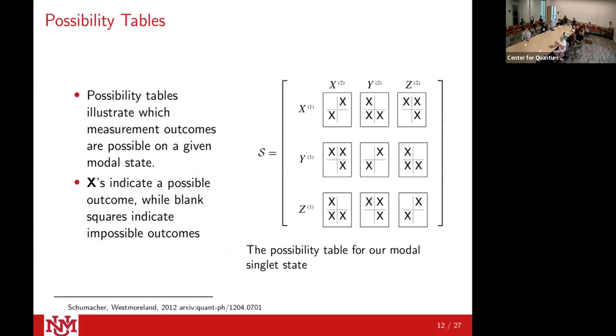All right, possibility. So possibility tables are going to give us a full idea of these measurements and tell us what's possible and impossible. On the columns I have X, Y, or Z, the three possible single-qubit measurements on the first qubit, and the rows correspond to measurements on the second qubit. That's the binary outcome of 0 or 1, or positive or negative along these axes. Then this is what you get for the singlet state that I mentioned earlier.